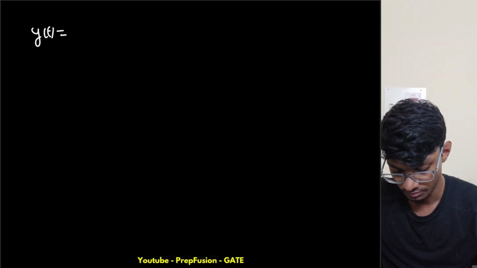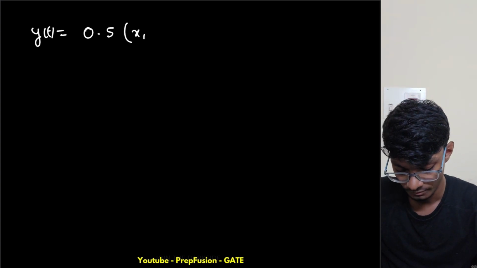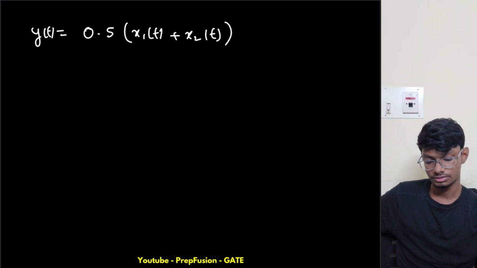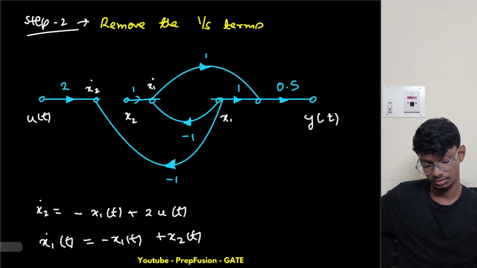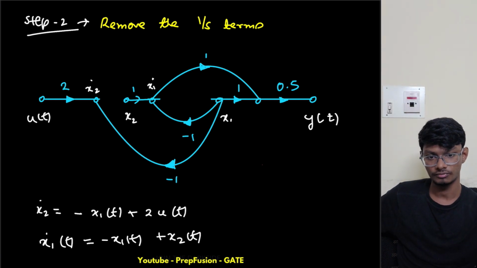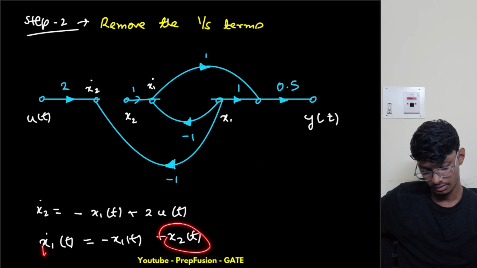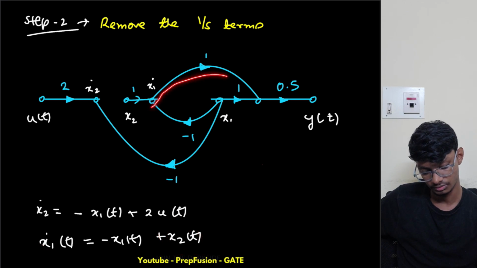So y of t equals 0.5 times x1 of t plus x2 of t. But one thing to keep in mind: what is x2 equal to? Wait a second. x2 equals x1 dot plus x1? Sorry, am I making a mistake? This is x1 dot of t times 0.5. So what is x1 dot of t? It is minus x1 plus x2.